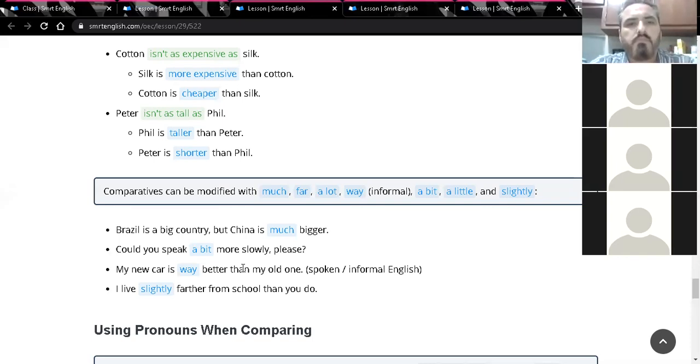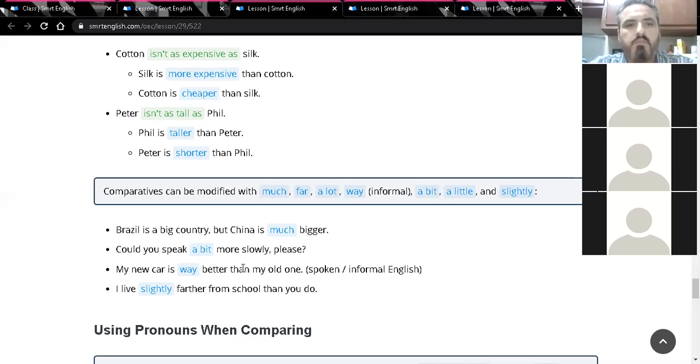Could you speak a bit more slowly, please? So if you say, can you speak more slowly? It's more slowly. And if you say, can you speak a bit more slowly? It means more slowly, but not that slowly.